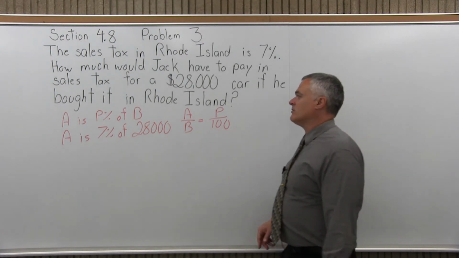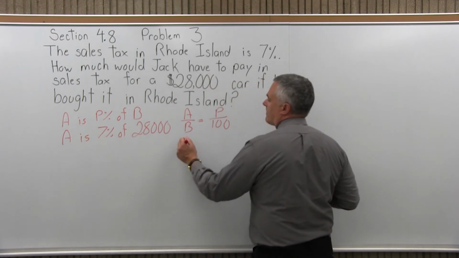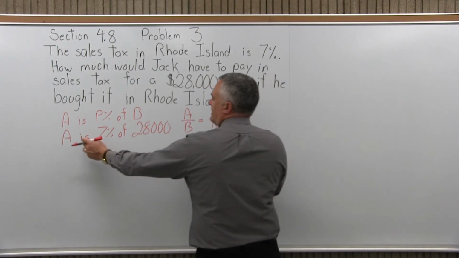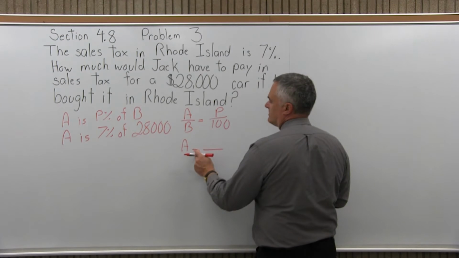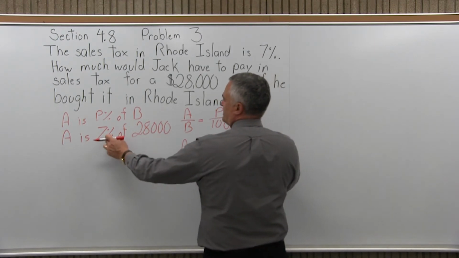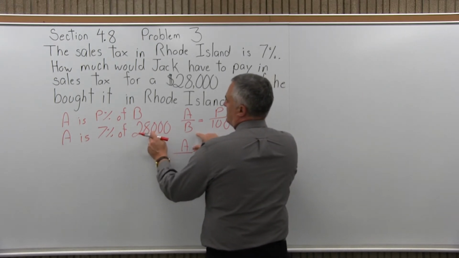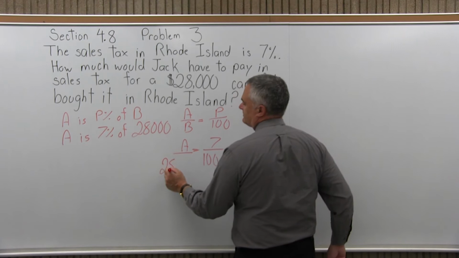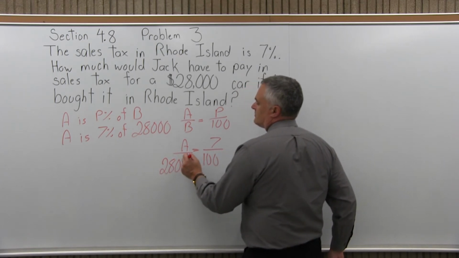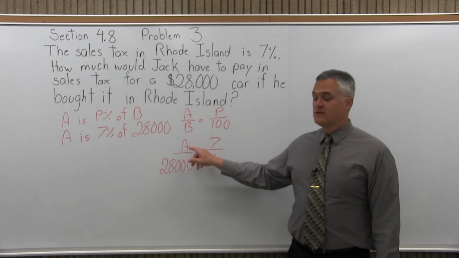A over B equals P over 100. So, A is the unknown, so I just leave it as A. The "is" becomes an equals. The P is 7. The percent is where the 100 comes from in the formula. And then the B is 28,000. So I filled in the formula, and fortunately only one part is unknown, so I can find it.